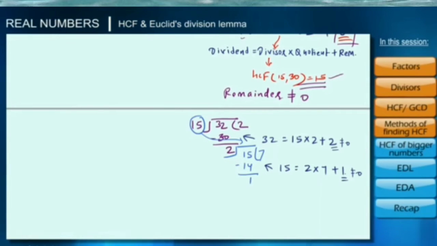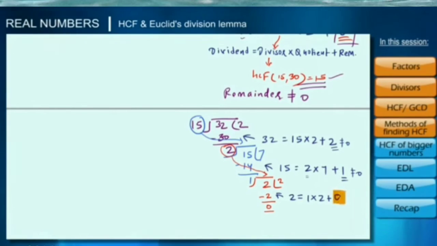Now here again the remainder is not equal to 0. So let us take that remainder as the divisor and the previous divisor, that is 2, as the dividend, and let us divide it. So divide 2 by 1, so that you will get the quotient as 2 and the remainder as 0. So 2 can be written as 1 into 2 plus 0. Now in this step you got the remainder equal to 0. Therefore 1 is the highest common factor of 15 and 32.